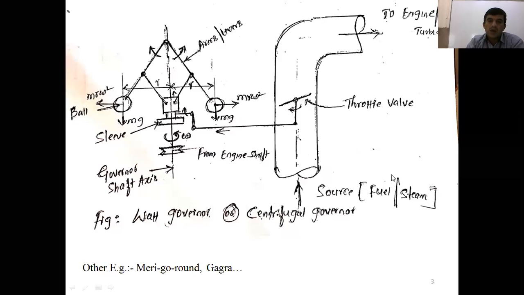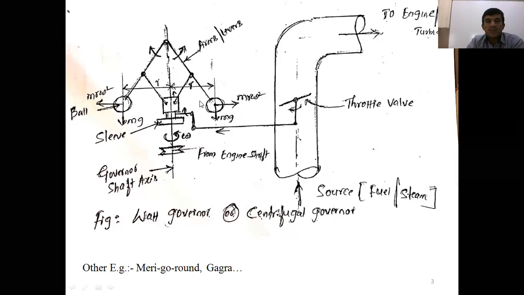Now, once the crankshaft rotates, it transmits power to the governor shaft axis. Once the governor shaft axis rotates, the levers and governor balls also rotate about this governor shaft axis. Initially, the radius of rotation is measured from the governor shaft axis to the CG of the governor ball on both sides. That radius of rotation is called R. Once the governor shaft rotates, the levers and governor balls also rotate about the governor shaft axis.